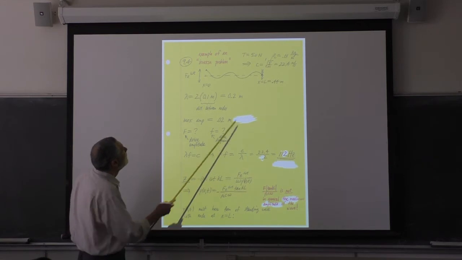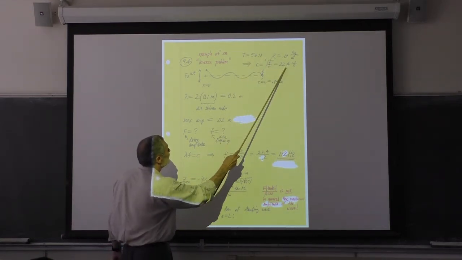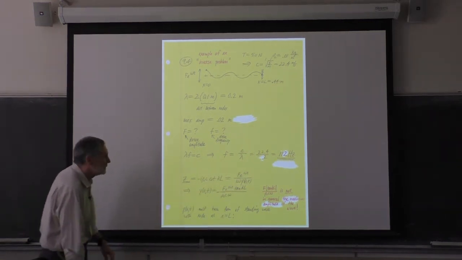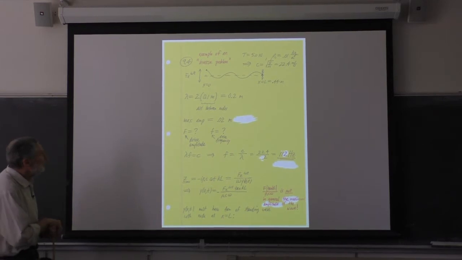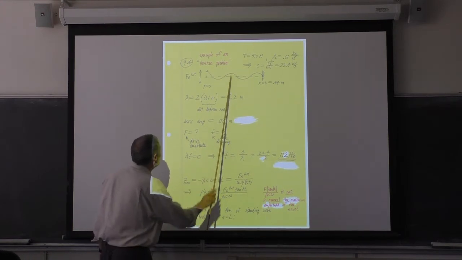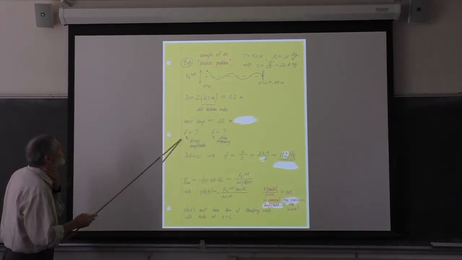So we know the speed of waves because we know the tension and the density, so we can find it. It's 22.4 meters per second. So I just plug the numbers in, and it's 112 hertz. Okay, so that's the easy part. What about the other part? What we're asked to find here is the drive amplitude.